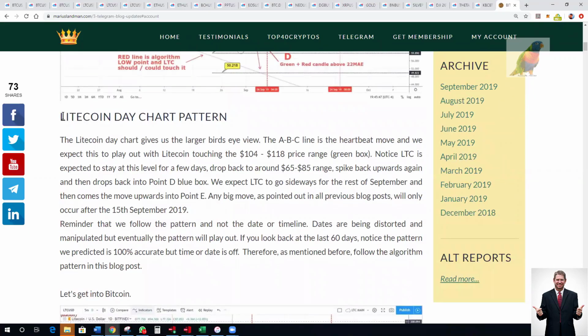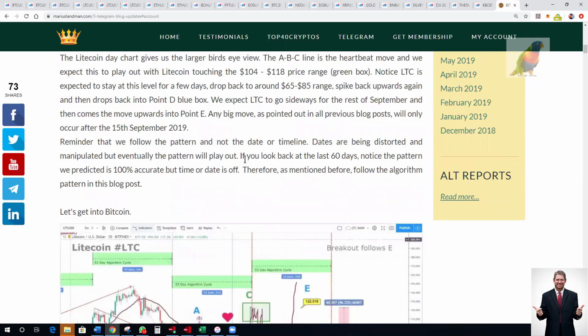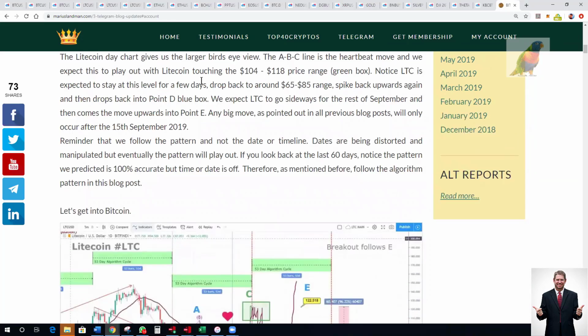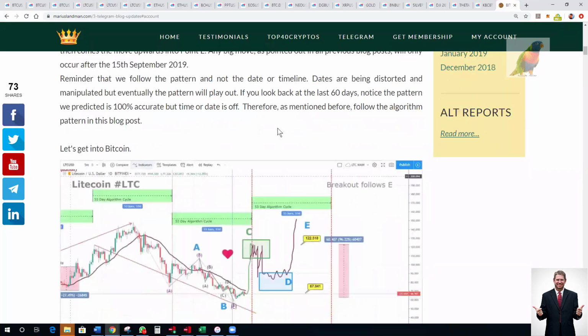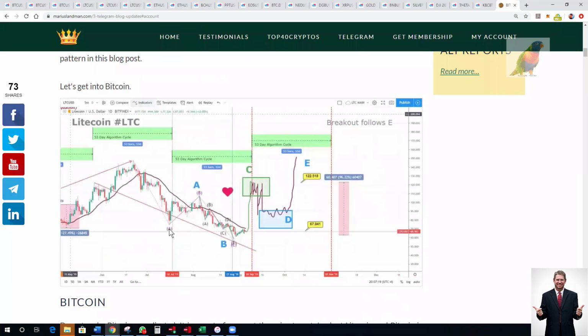Here it says very clearly, Litecoin day chart. The Litecoin day chart gives us a little bit of a larger view, a bird's eye view. The ABC line is the heartbeat move, and we expect this to play out with Litecoin touching 104, 108. If I say the heartbeat move, there's A, B, C. See that A there, B, C?